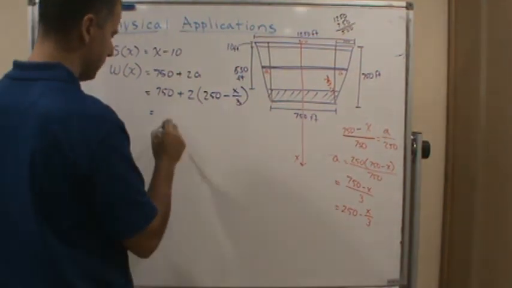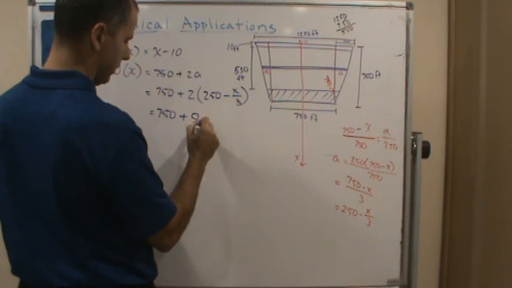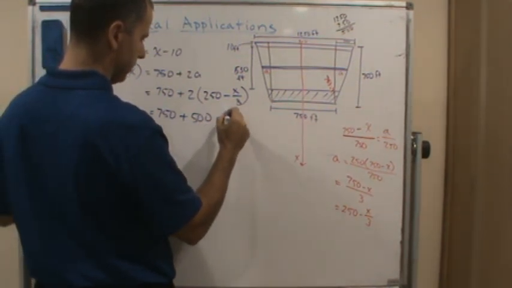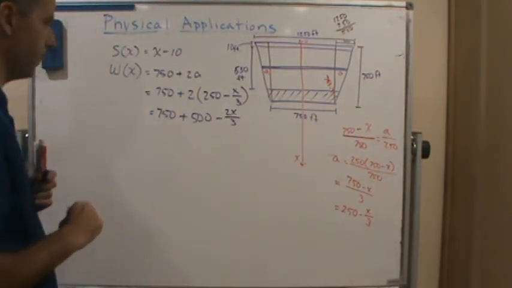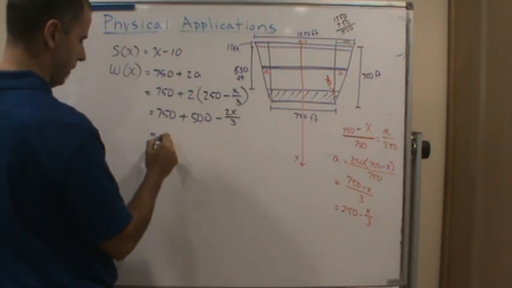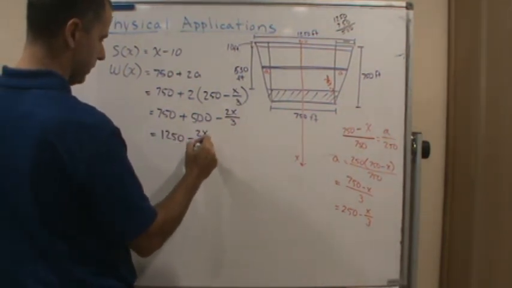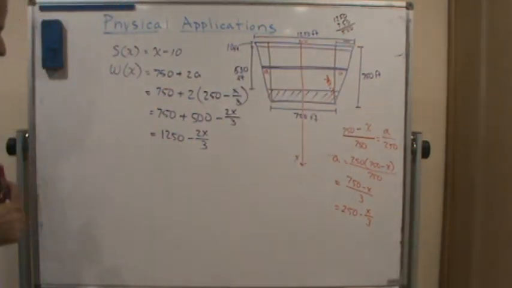And so now let's simplify this. This is 750 plus 500 minus 2x over 3. And guess what? We get 1250 minus 2x over 3. So we get the top base.